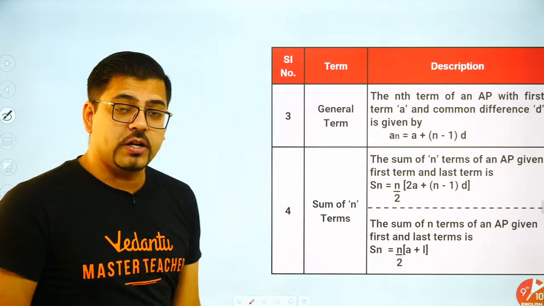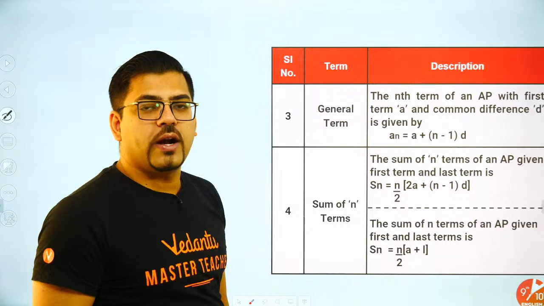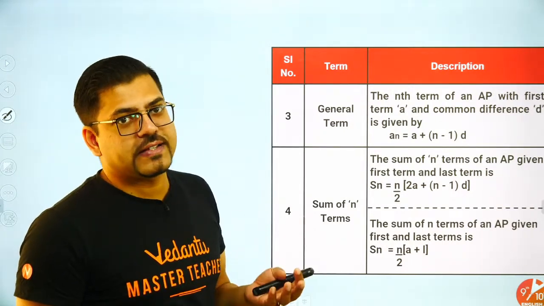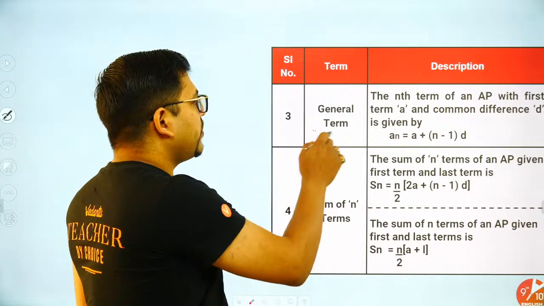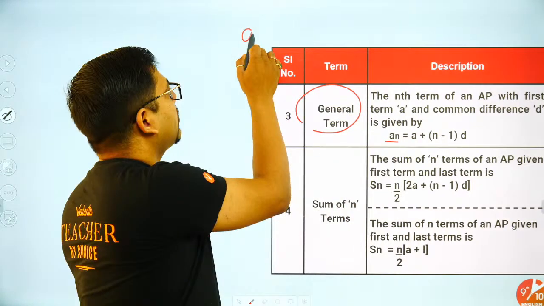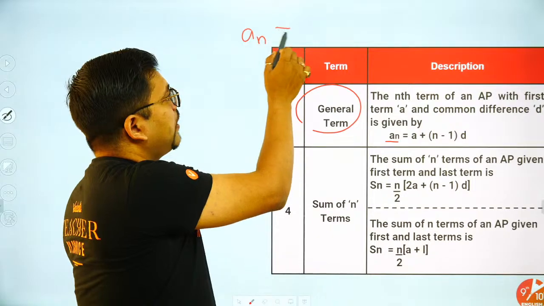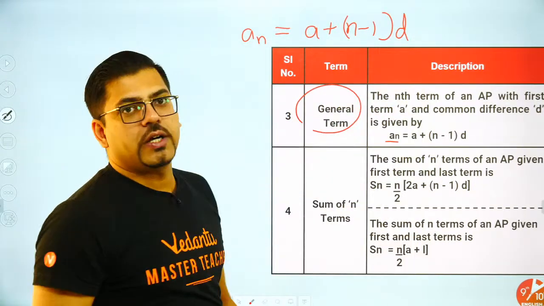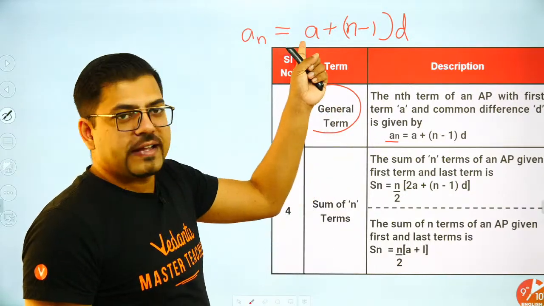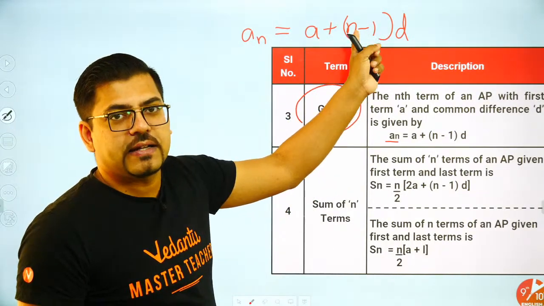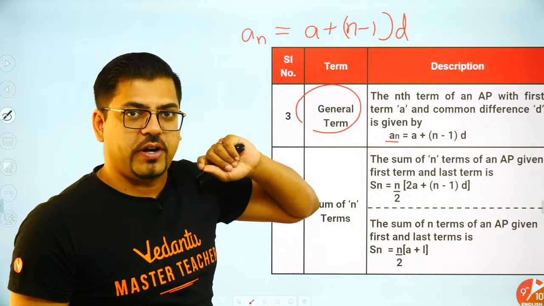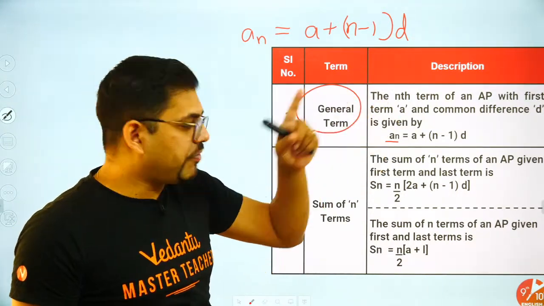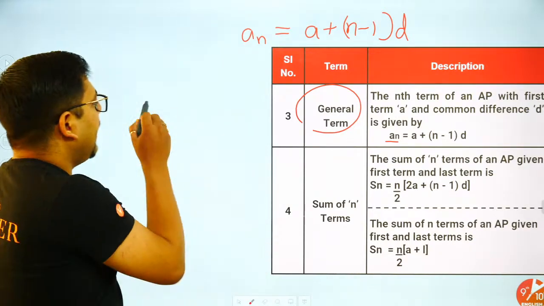Moving ahead, general term. This is basically any term of an AP, and it is called the general term. In general term, we generally denote it with An, that is the nth term of an AP. Here the formula is a plus n minus 1 into d. This is the formula for general term, any term of an AP. Here a is the first term, n is the number of terms, and d is the common difference. Okay.